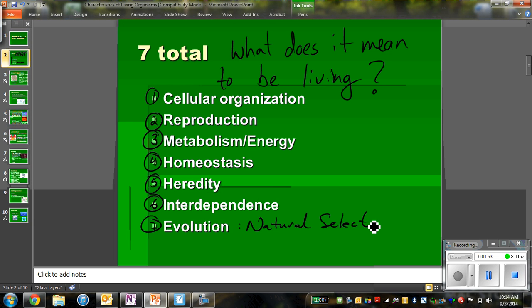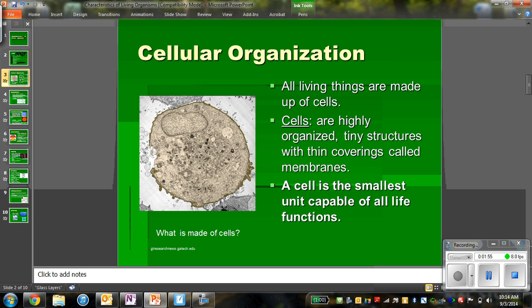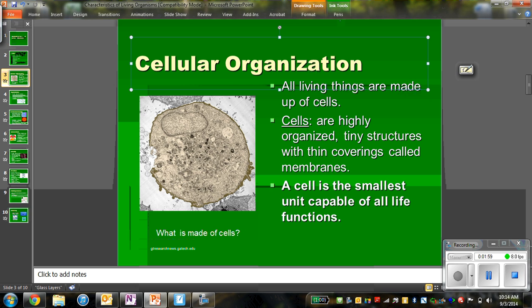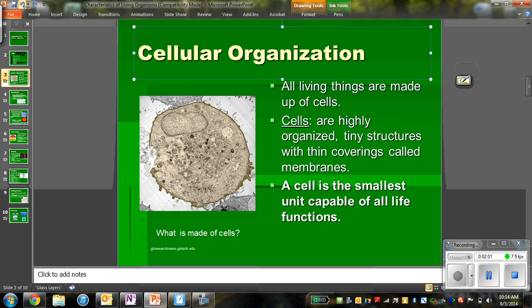So let's go over these in more detail. First thing, we've got cellular organization. This was number 1. And to sum this up, basically, all living things are made of cells. If they are not made of cells, then they're not considered living.